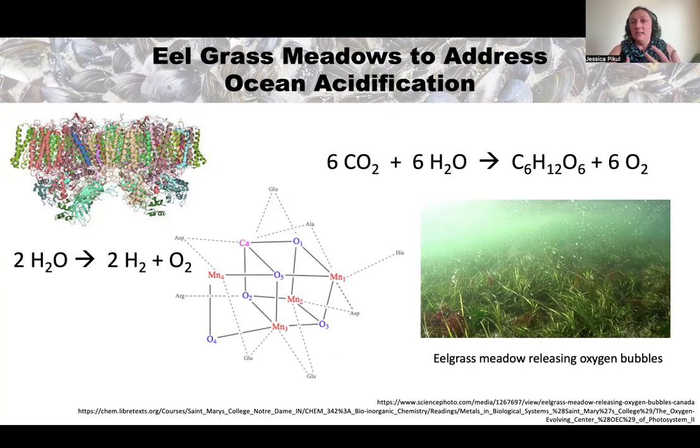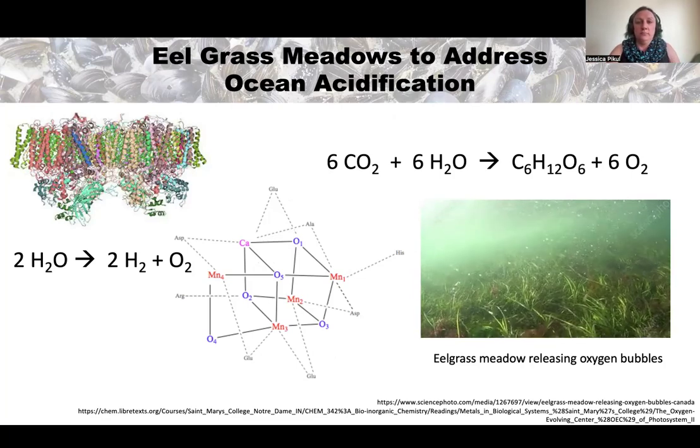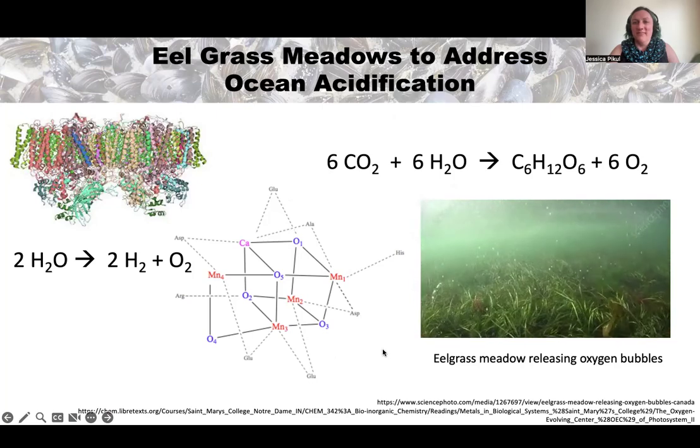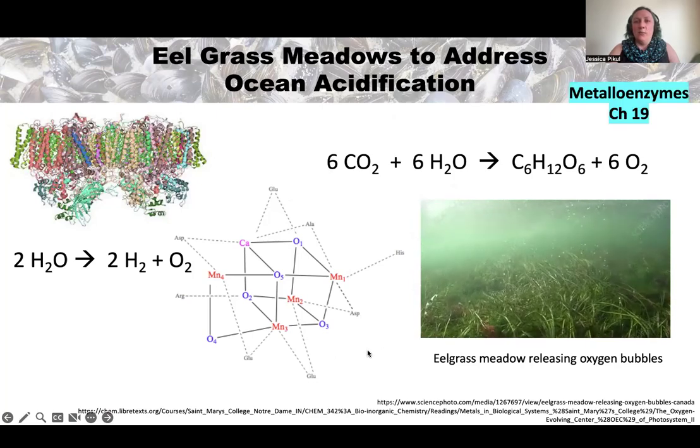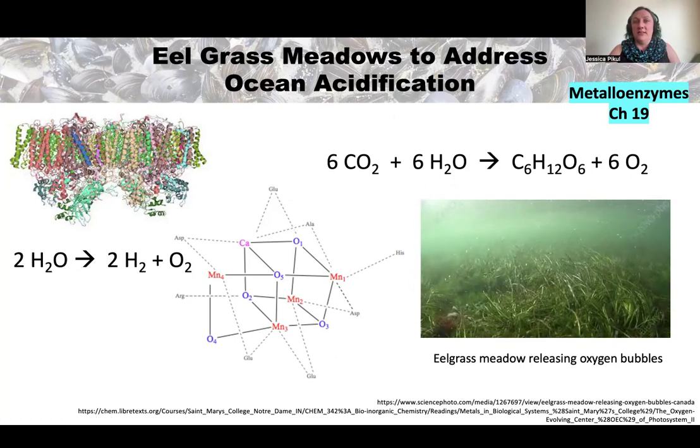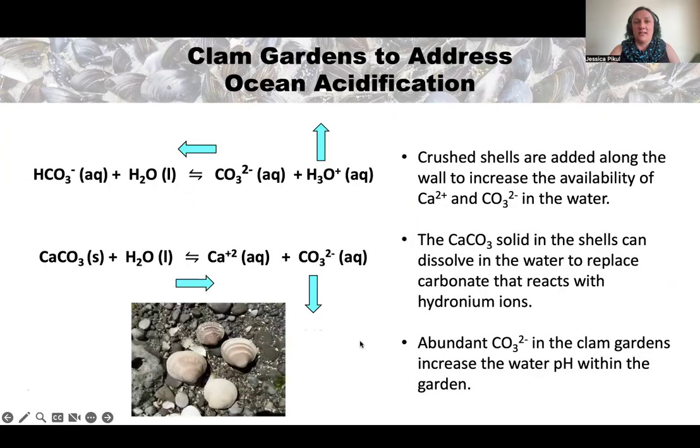And so the eelgrass meadows are going to decrease the dissolved carbon dioxide concentration and increase the amount of oxygen in the water. This is effectively going to increase the pH of acidified water, allowing our shellfish and our other organisms to grow and thrive in waters that have a more normal pH. See, here's the bubbles. And we will learn more about transition metals later in the quarter in chapter 19 of our textbook.